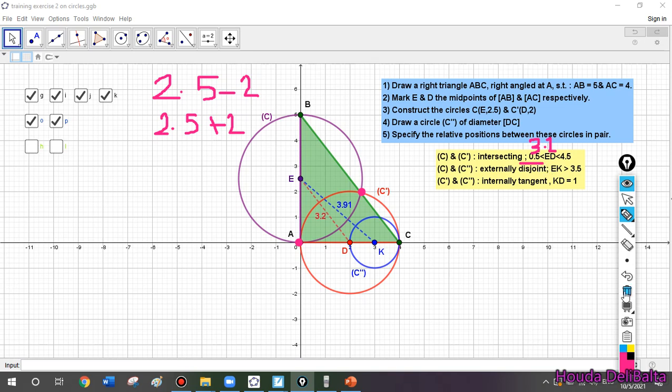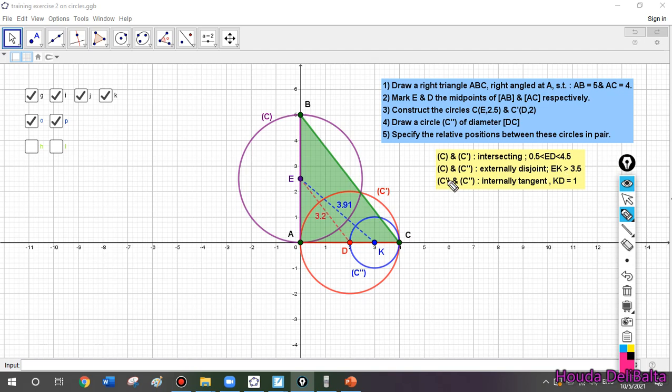And that's the property that you should memorize: whenever we have intersecting circles, the distance between the centers is bounded between the difference between the radii. Of course, we put the bigger radius before the smaller one. It's bounded between the difference of the radii and the sum of the radii.